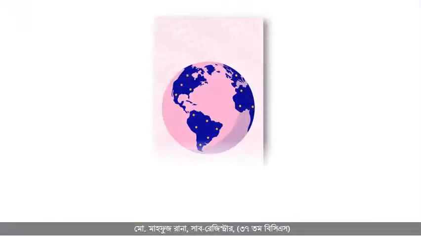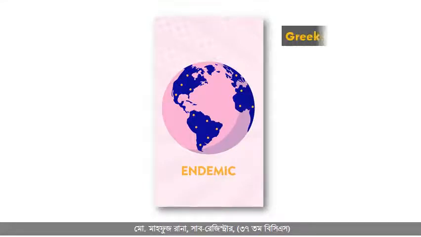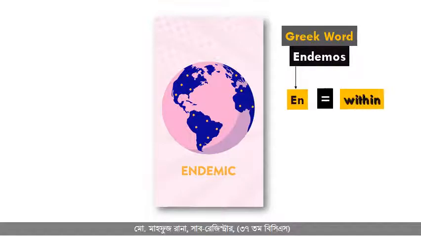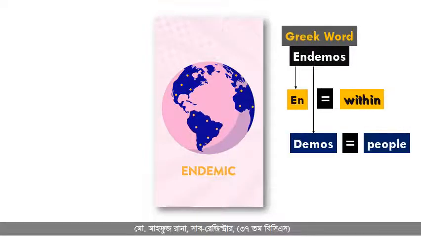Now comes endemic. The term endemic comes from the Greek word endemos. En means within and demos means people. Therefore, endemic means within the people.